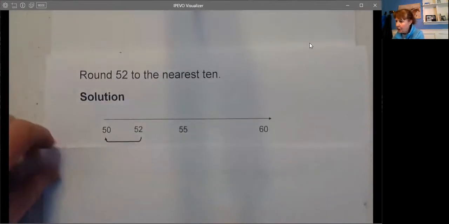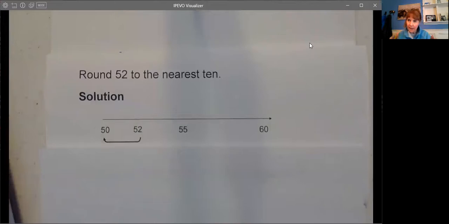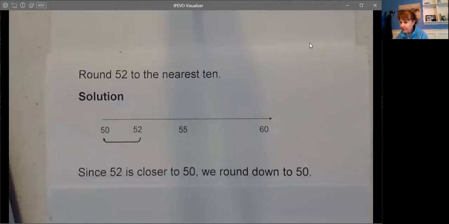And so if you were given a graph, to the nearest 10 means 10, 20, 30, 40, 50, 60. Well, the 52 falls between 50 and 60. Obviously it's closer to the 50 than it is to the 60. So in this case, since 52 is closer to 50, you would round down to 50.